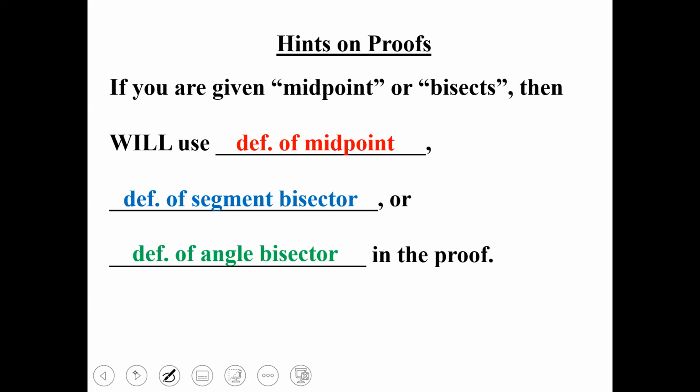How will I know to use segment bisector or angle bisector? Because it's going to specifically tell you side EF bisects side BC, or side DF bisects angle B or angle BAC. So that's how you know if you're using definition of segment bisector or definition of angle bisector.